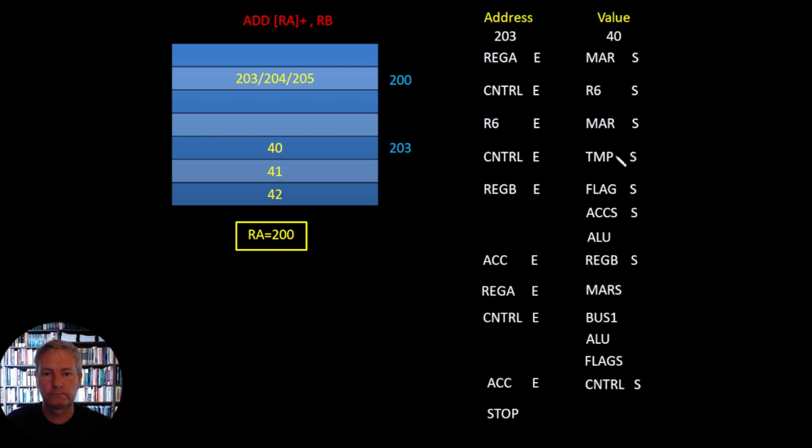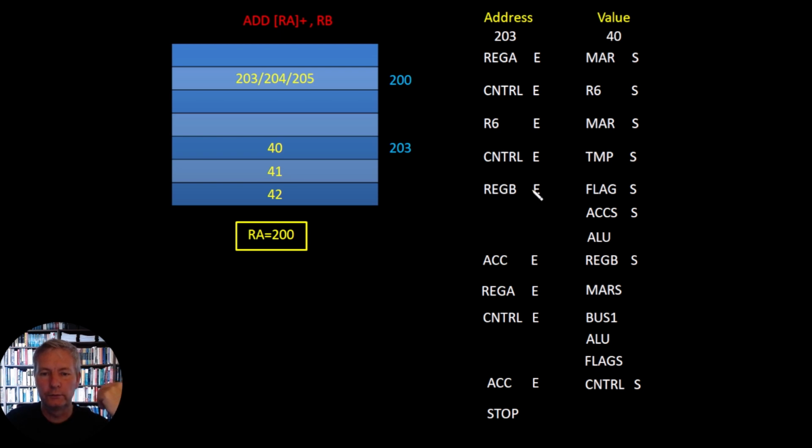to the other input. The other value it's going to get is from reg B. Reg B is going to contain our value of 20. So we enable this value onto the bus from reg B. Now at the inputs of the ALU, we're going to have our 40 from position 203 in memory, and we're going to have the value 20 from the register RB. So we're now in a position to do the addition.